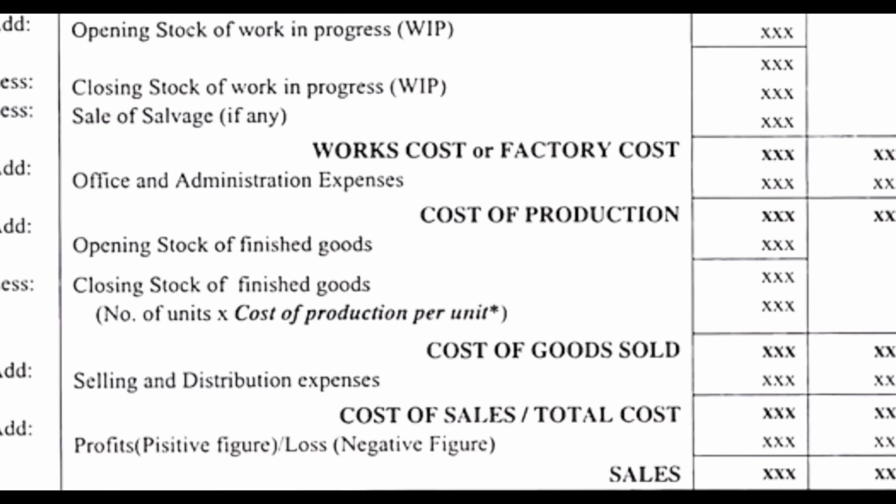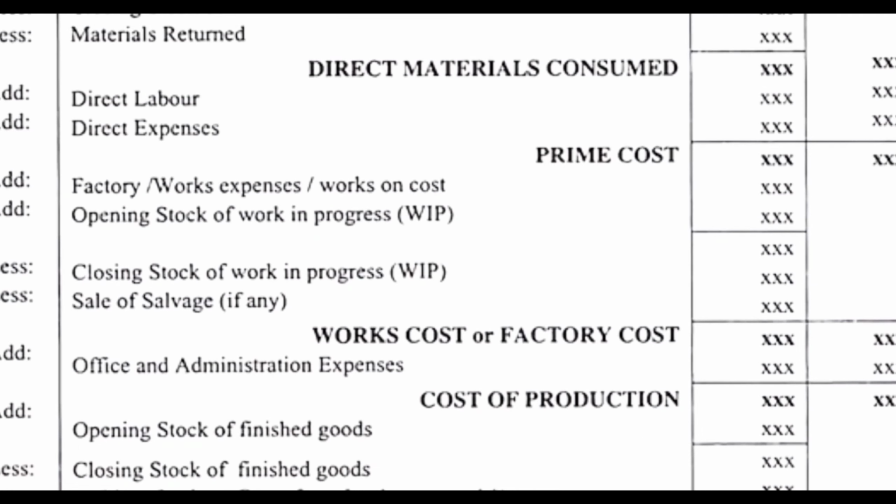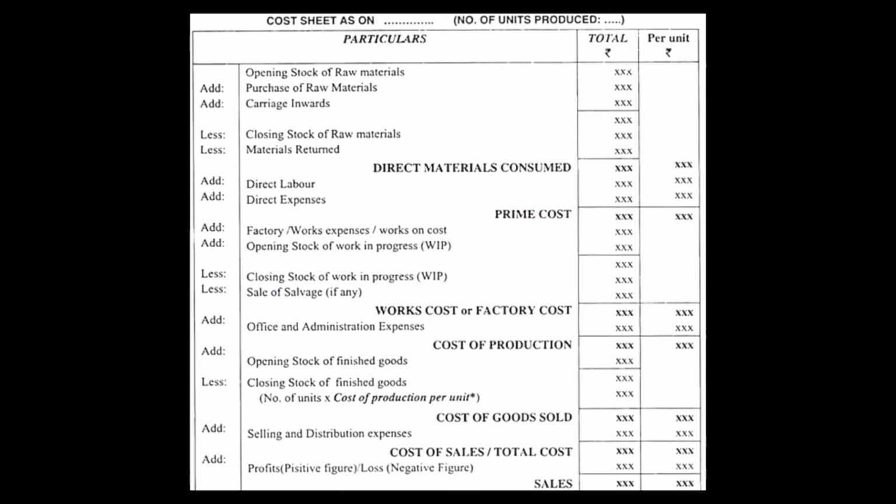After we get this total cost, we have to compare the amount with sales. If the question has given us profit, we have to add it. If the question has given us loss, we have to subtract it. If the question has given us the sales amount, by comparing total cost and sales we have to calculate this figure. If the question has given us profit or loss, then by adding and subtracting we have to calculate the sales revenue. So in this way, with this format we can calculate the cost of a product as suggested by this chapter.